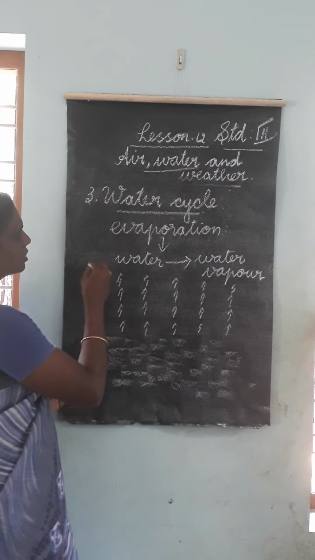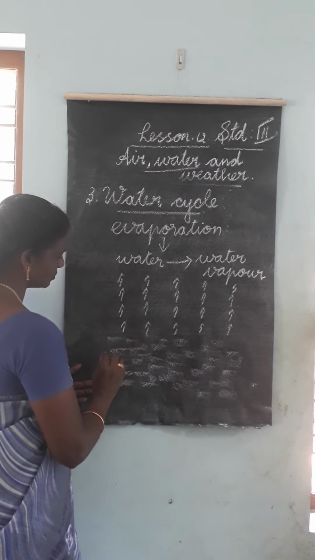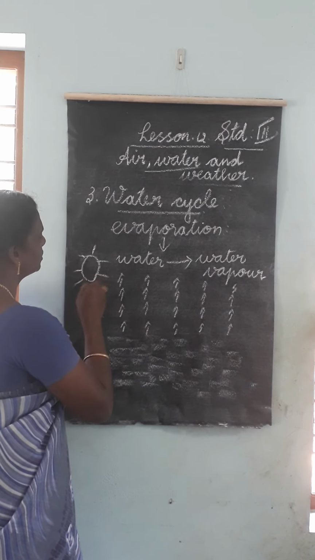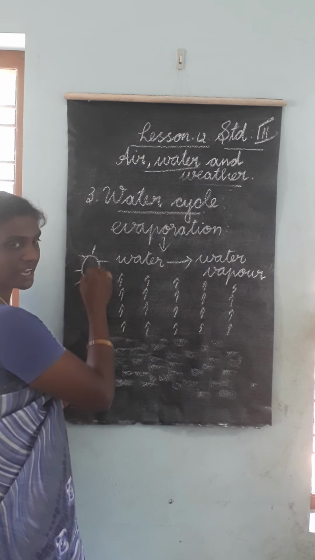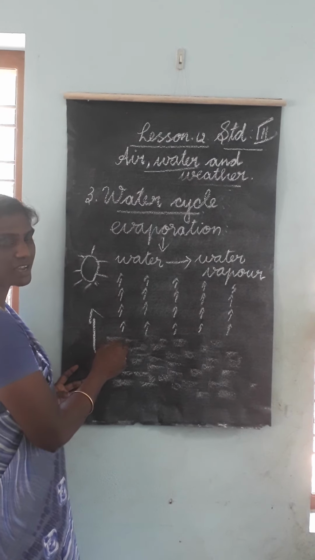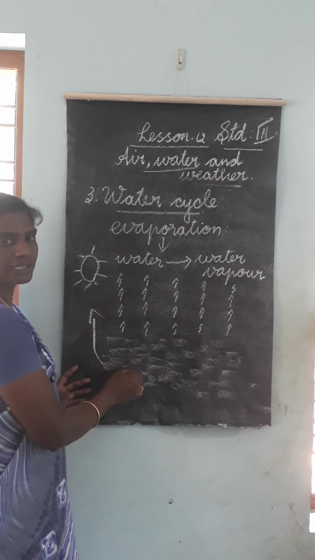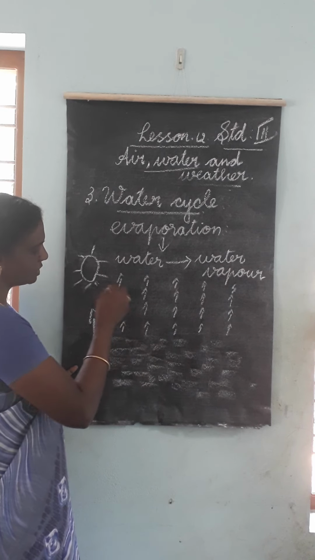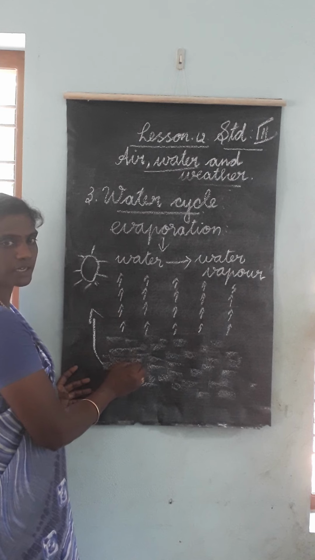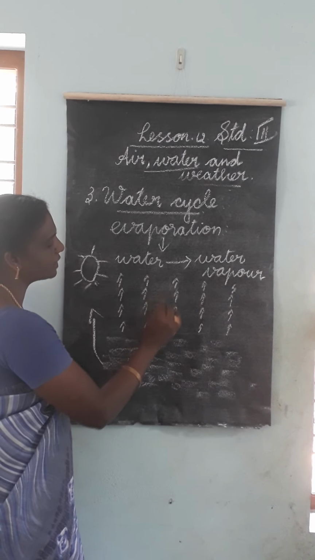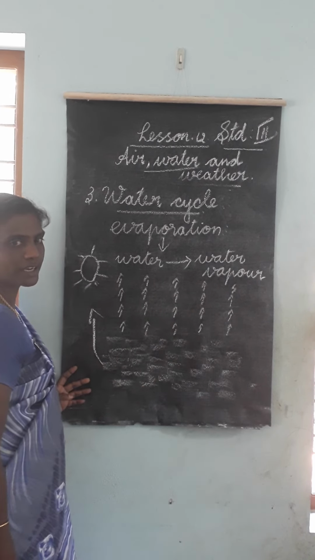Now here is the sun. This water is heated by the sun. The water gets heated by the sun and goes up as water vapor.